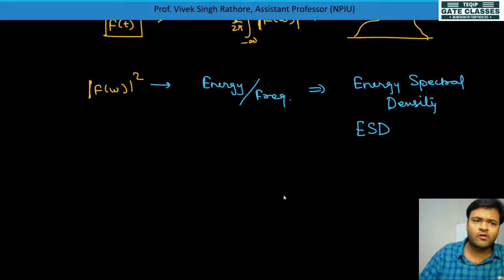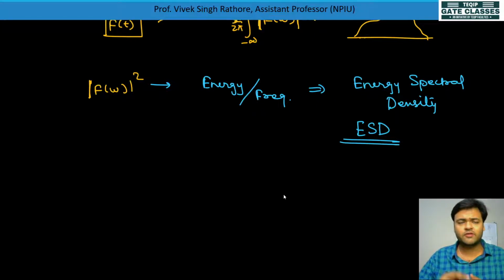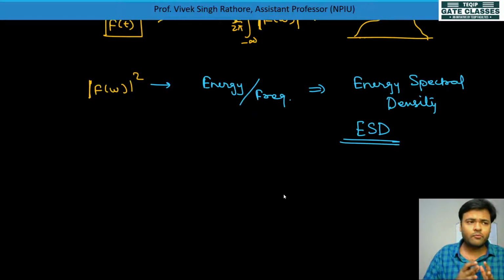ESD will be called as f of mod of f of omega square. Mod of f omega square is not normal, it is just an energy per frequency. Har ek frequency ka energy mod of f omega square represent karta hai. Isiliye is term ko spectral density kaha jata hai.